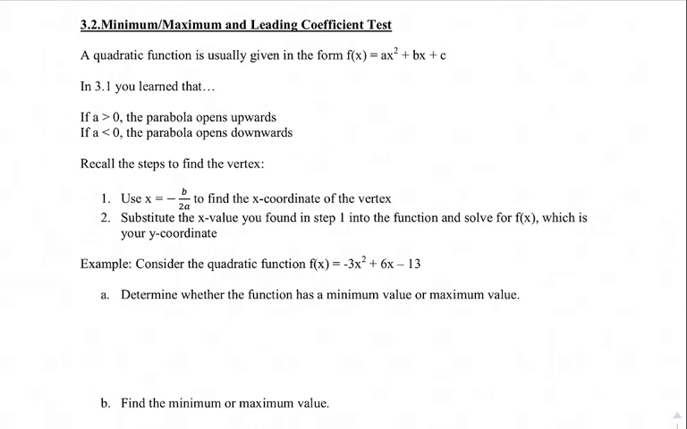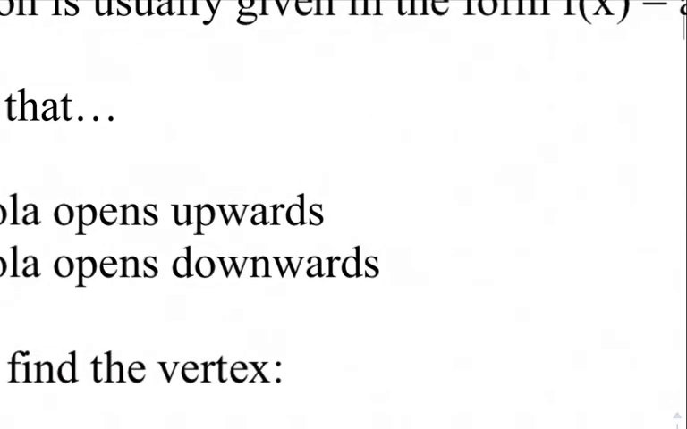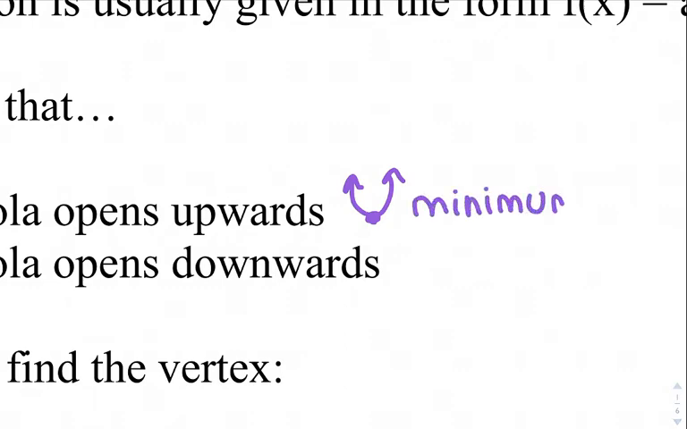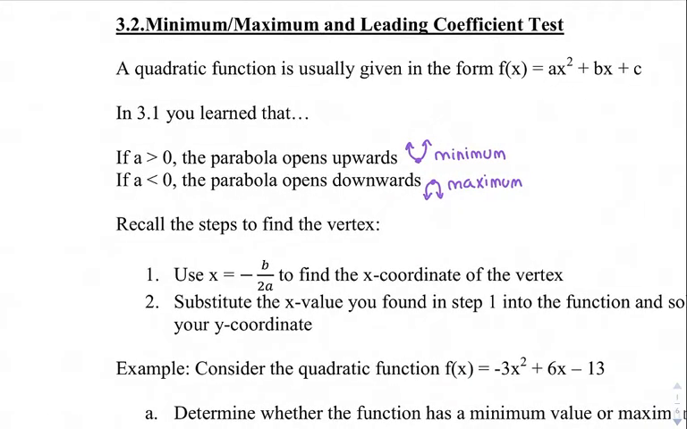Okay, in 3.1 you learned about the quadratic function f of x equals ax squared plus bx plus c. And then you also learned that if a is greater than 0, your graph opens upwards, and if it's less than 0, it opens downwards. So if it opens upwards, that means this very bottom value is called your minimum. And if it opens downwards, this top value is called your maximum. So today we're going to focus on finding min and max.